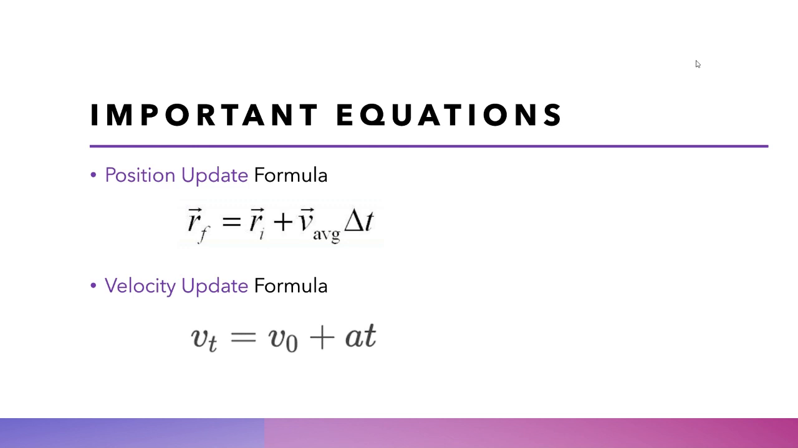The equations that are going to be used to calculate the results and to show the two fundamental principles are the position update formula, r final equals r initial plus v average times the change in time, and the velocity update formula. The final velocity is equal to the initial velocity plus acceleration times time.